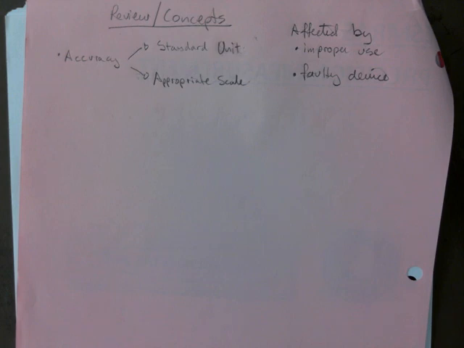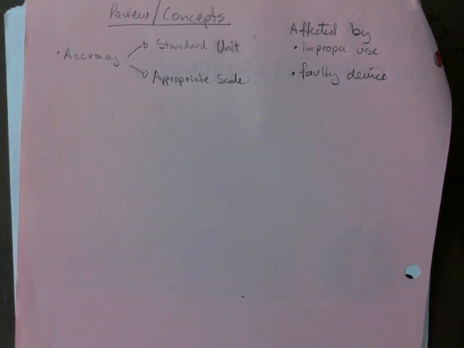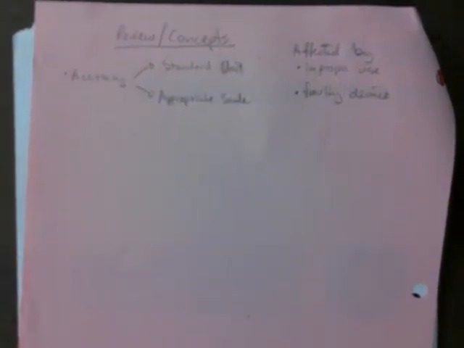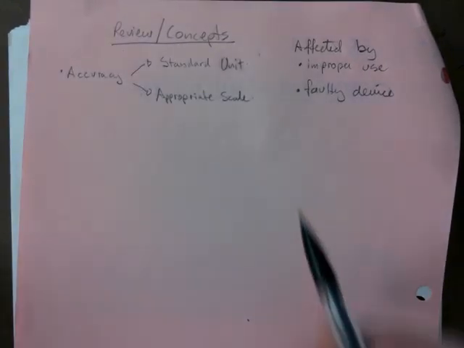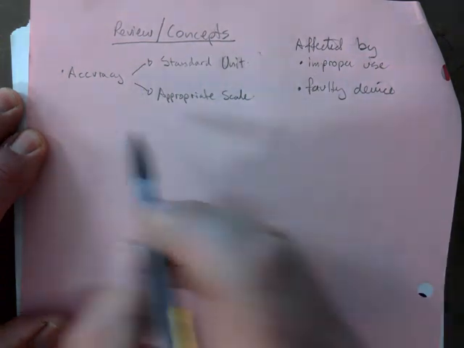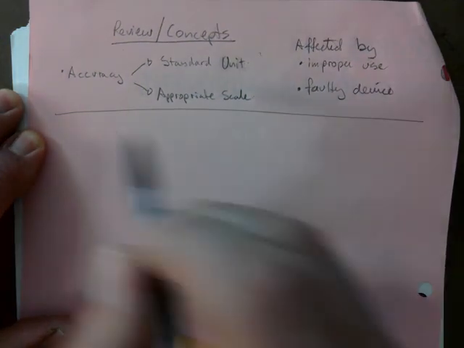For example, a measuring cup. Did you do water before you did flour, or should you have had a different cup for each? There you go. So this is just accuracy, and then we talked about precision.